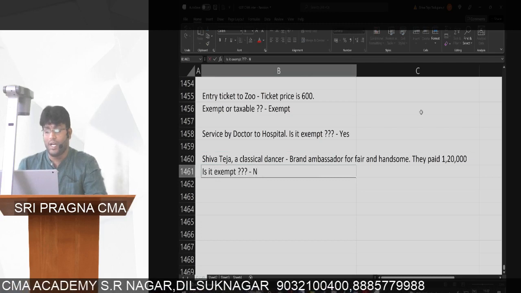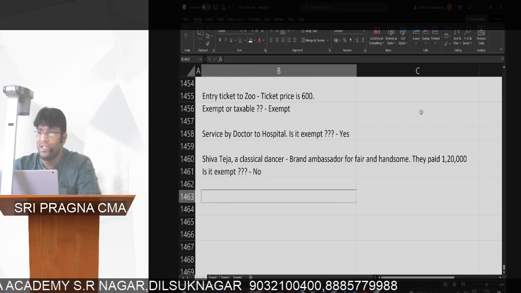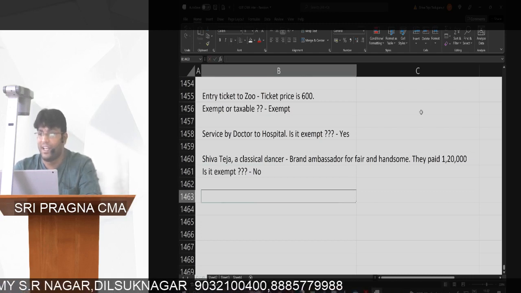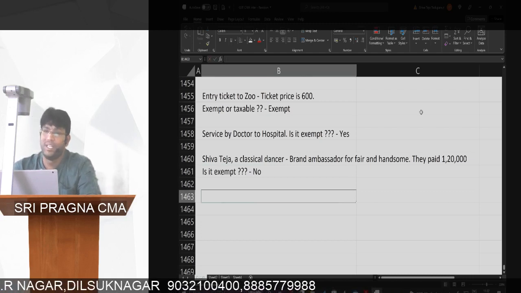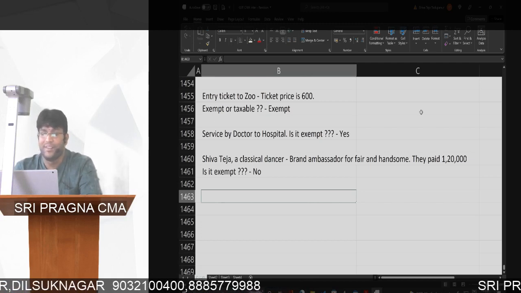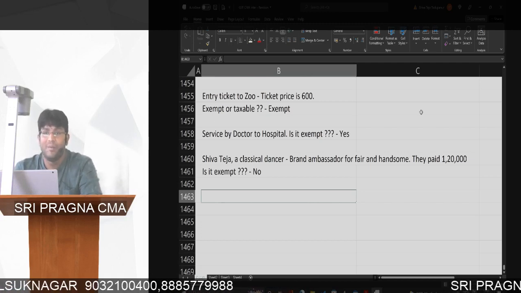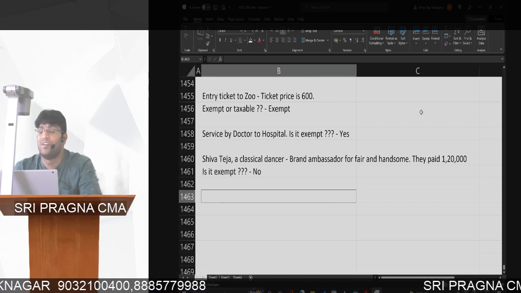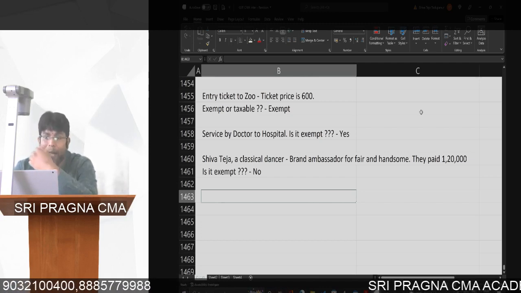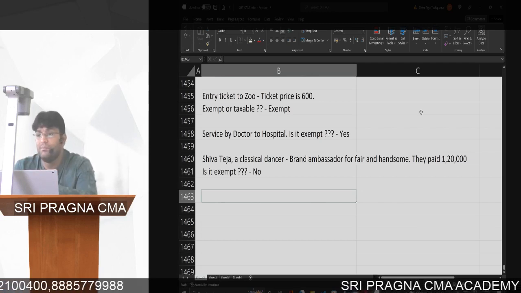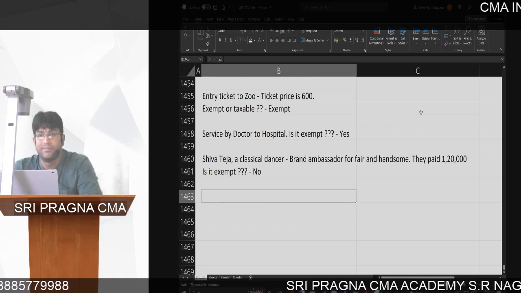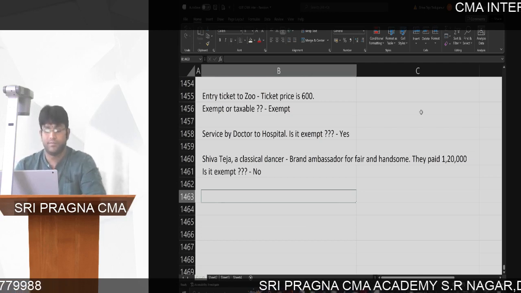No. 100% answer is taxable. Service in case of classical art forms of music, dance, theatre is exempt only when consideration is not more than 1,50,000. Here, even though it's 1,20,000, it is still taxable because that 1,50,000 limit will not apply when service is given as a brand ambassador. Exactly. Clear? Next.